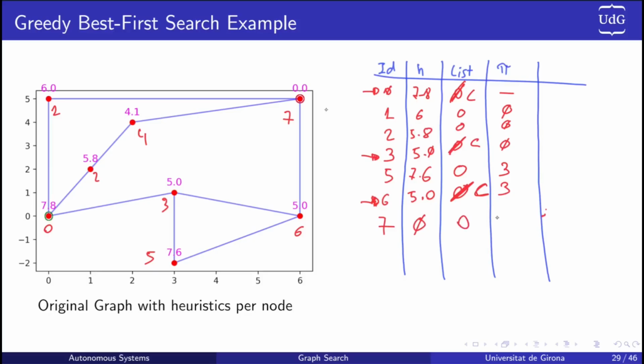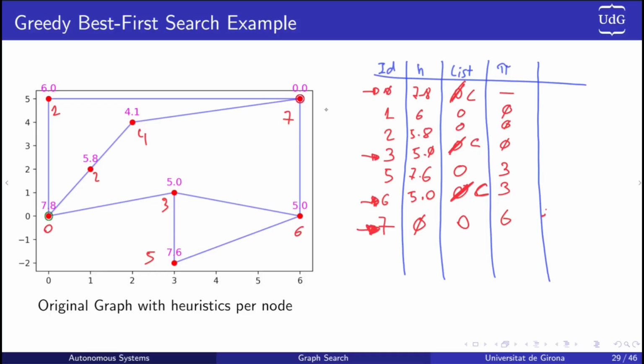I reach this from node 6. I'm analyzing node 6, so the parent of 7 is 6. Then I select again from the open list, which has 1, 2, 5, and 7, the one with the smaller heuristic, which is 7. And because 7 is the goal, it's done for me.